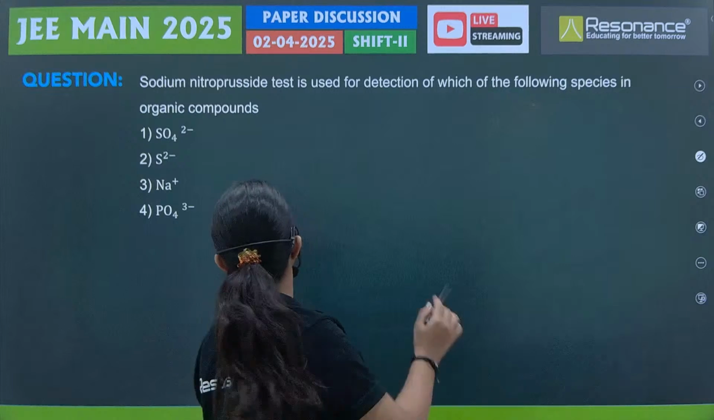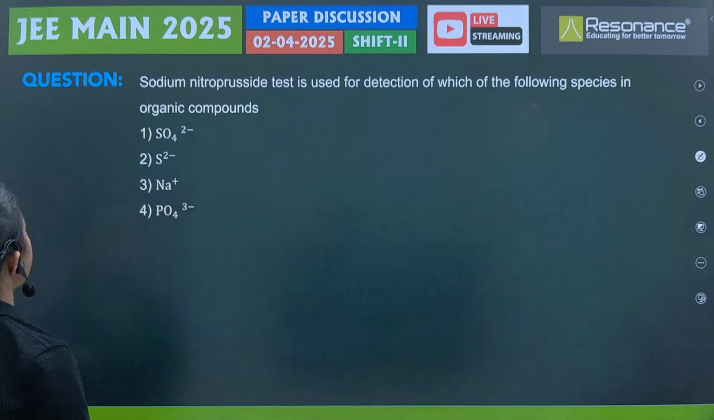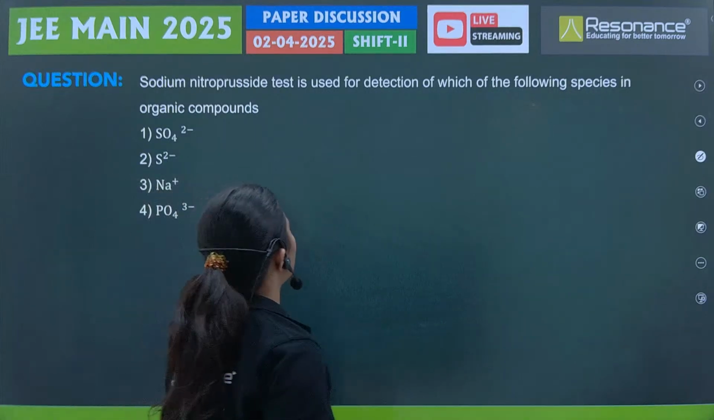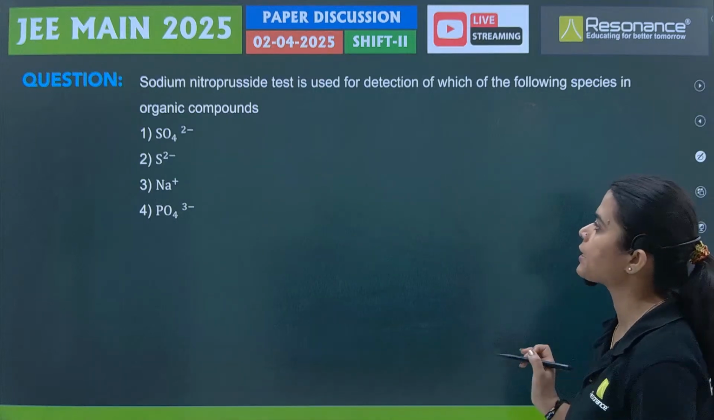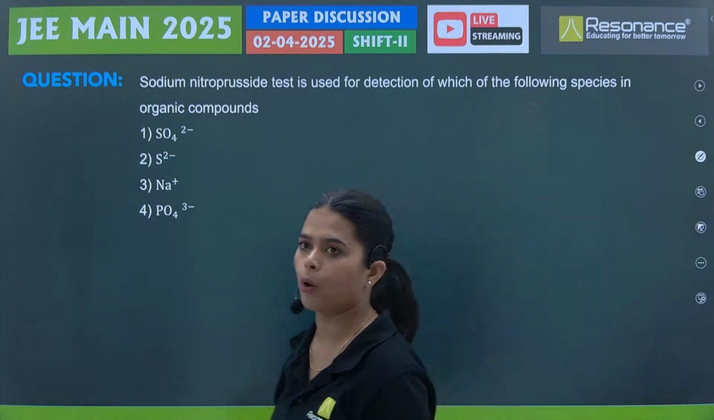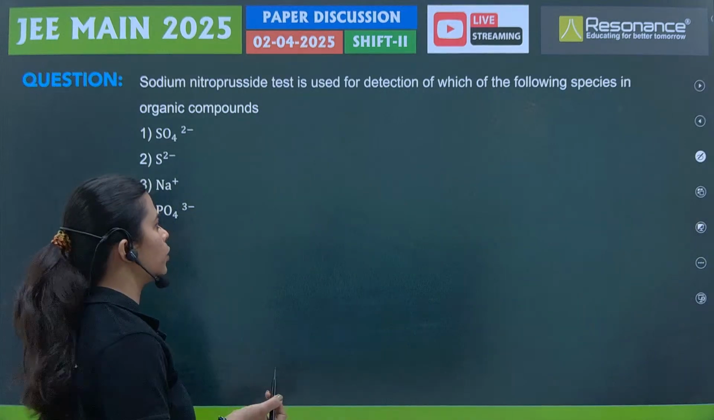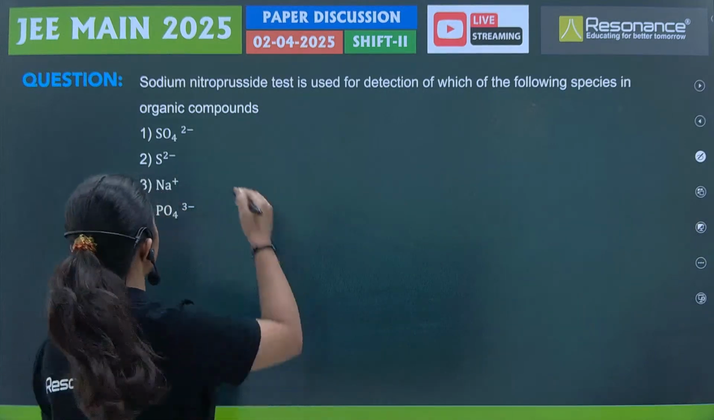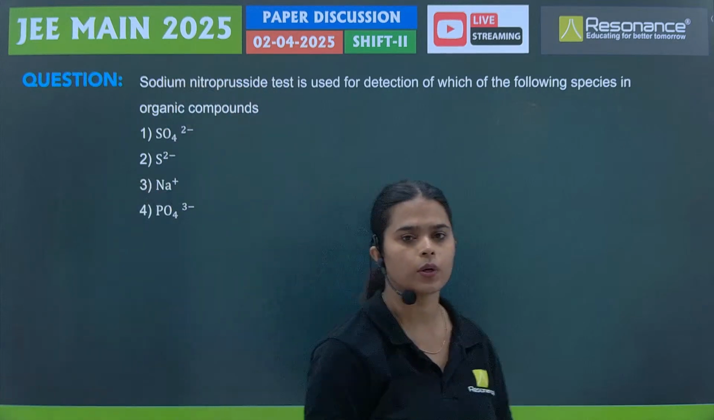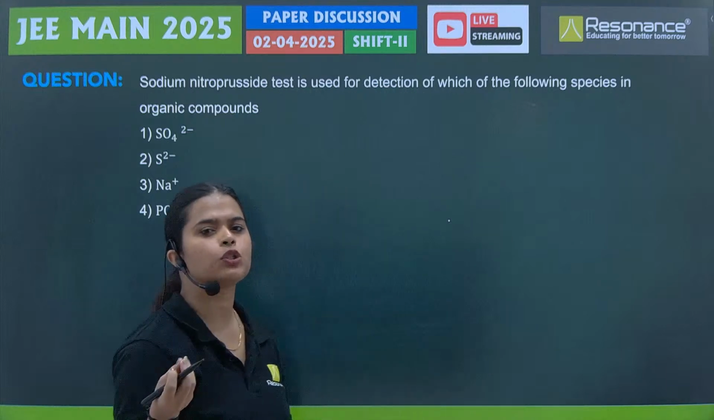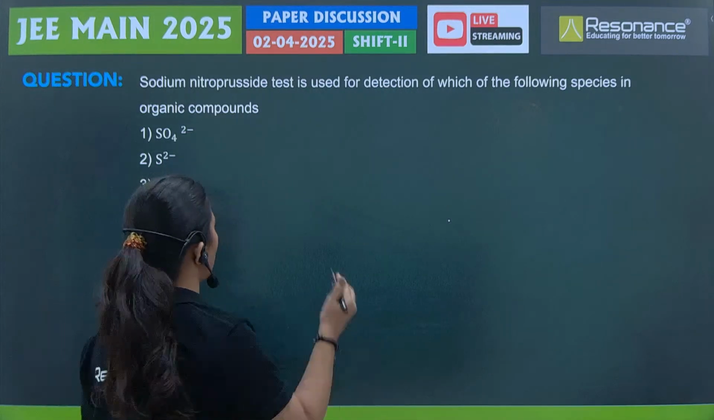Now the next question is that the sodium nitroprusside test is used for the detection of which of the following species in the organic compound. This question is from POC. So firstly, which ion is going to be detected by the sodium nitroprusside test? So what do we know? That we need to form the sodium extract. How are we going to form it?